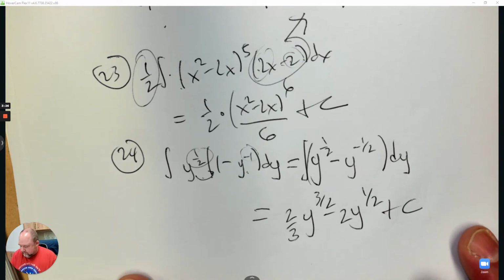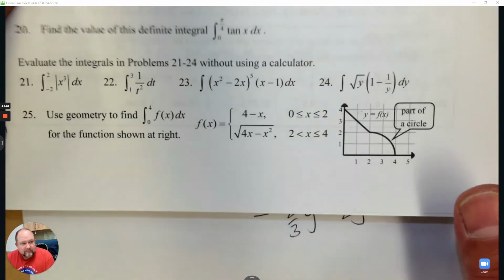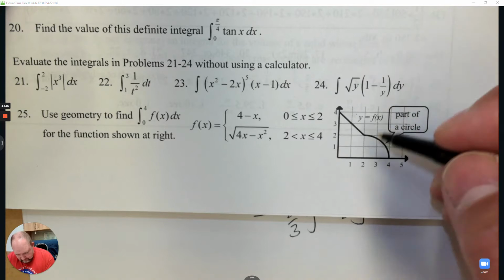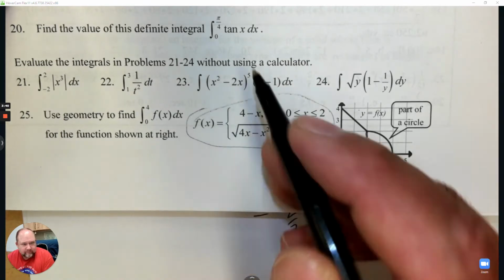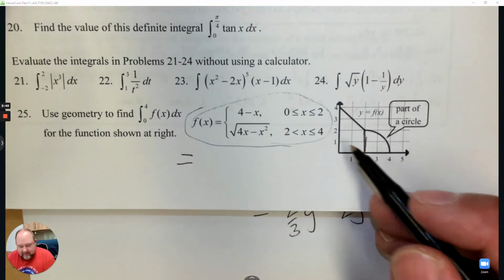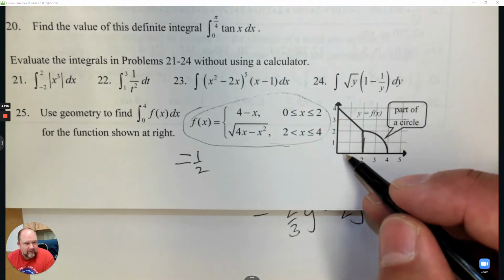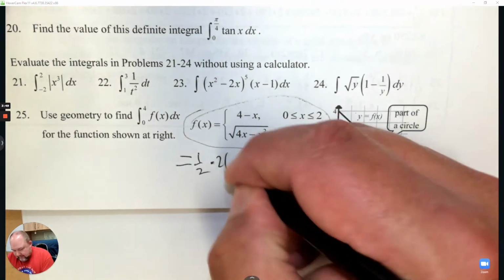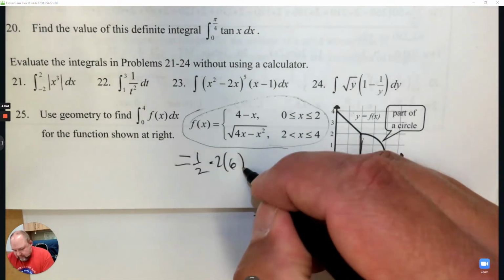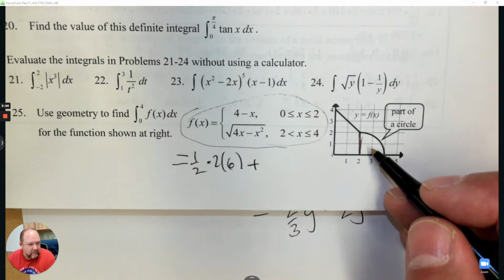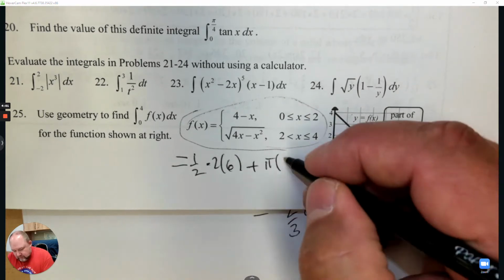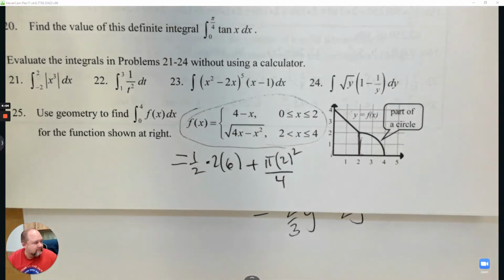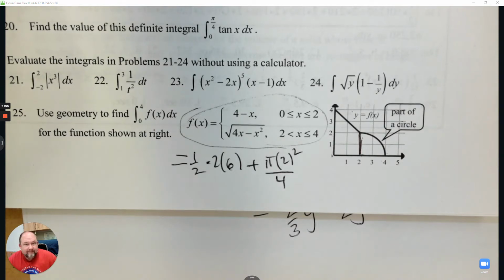25. It says use geometry to integrate this one. And that's part of a circle. So from 0 to 4, that's a trapezoid. You need to write this down, and then equals. For a trapezoid, with this orientation, it's half the width, and then the two heights, which are 4 plus 2. And then this is a quarter of a circle. So it's pi, the radius is 2, and then divide by 4. That's it.